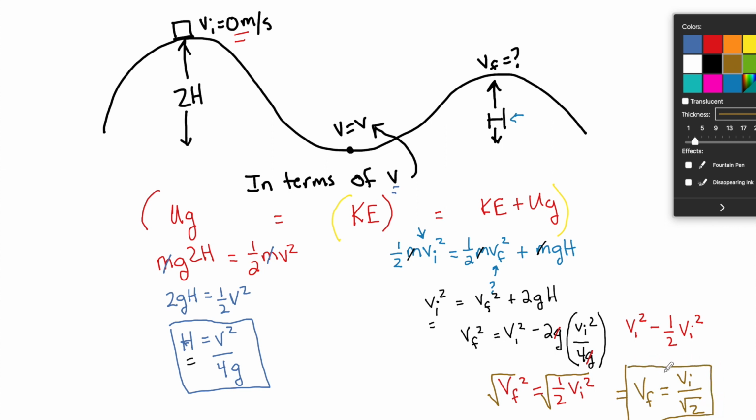All right, guys? So if you have a multiple choice, they probably won't put the VF equals. They'll just have VI over root 2. Hope that helps you with this problem, guys.